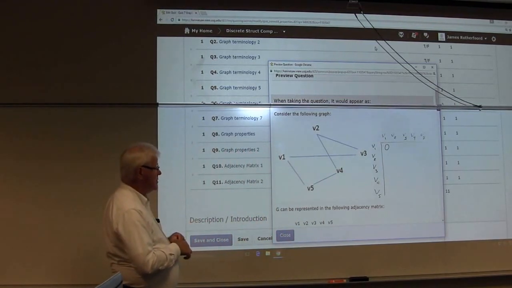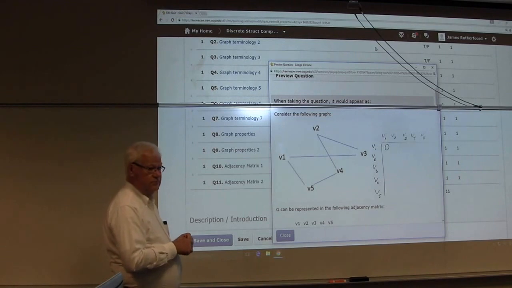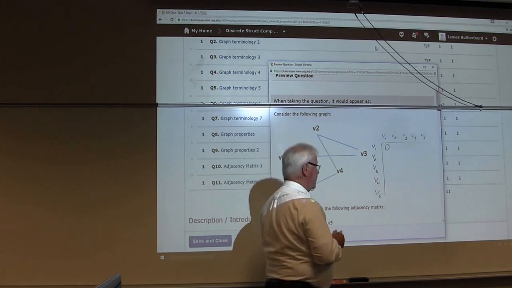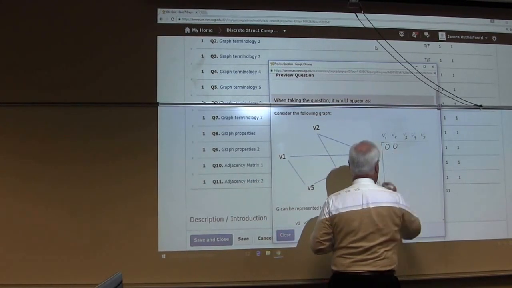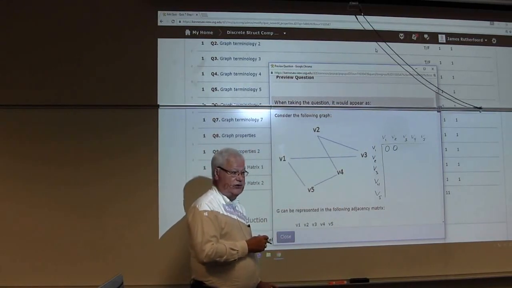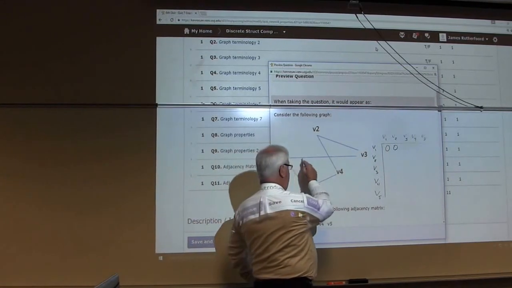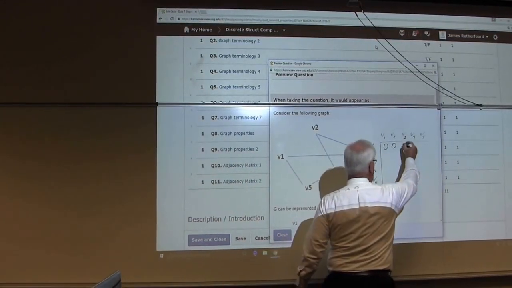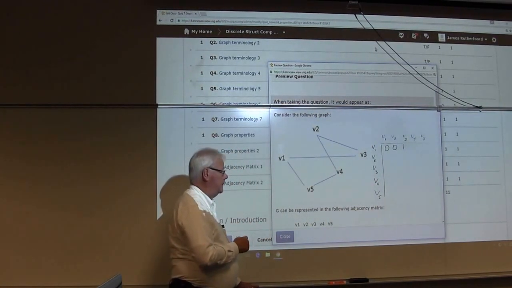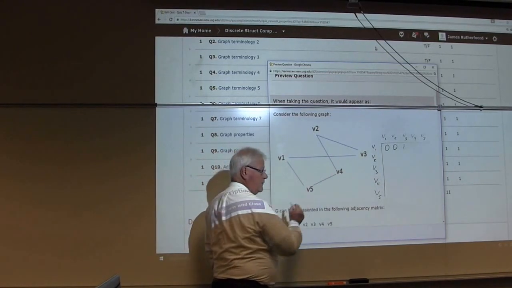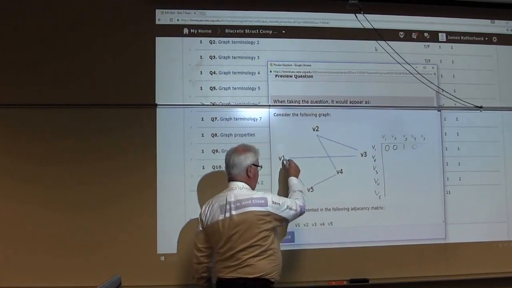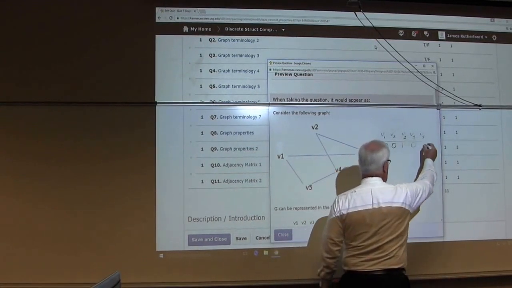Is V1 connected to V2? Adjacent to? No. There's no edge connecting V1 and V2. So we would say 0 there. How about V3? Is V1 adjacent to V3? It is, isn't it? We have an edge going from V1 to V3. Therefore, it's adjacent. We put a 1. How about V4? Well, no, there's no edge from V1 to V4, so therefore that's a 0. But there is an edge between V1 and V5, so that's a 1.